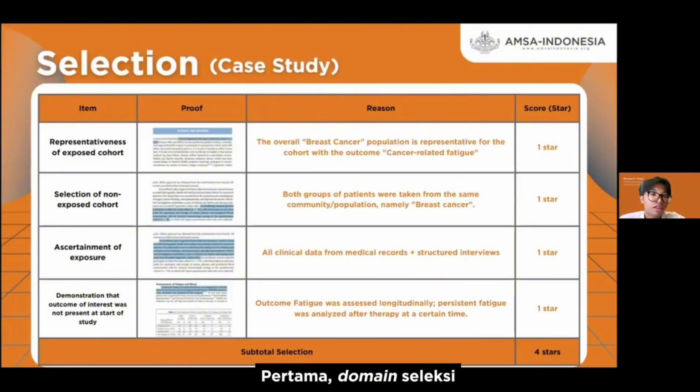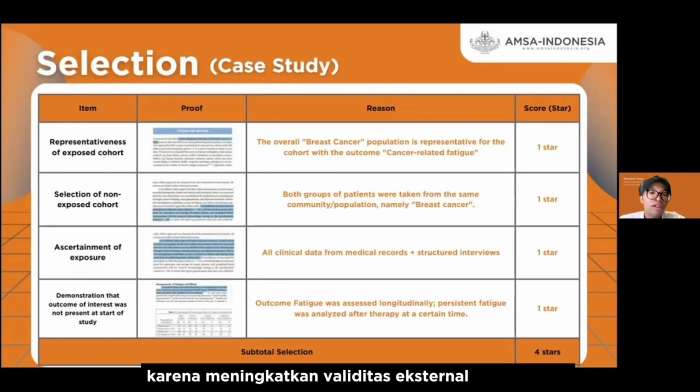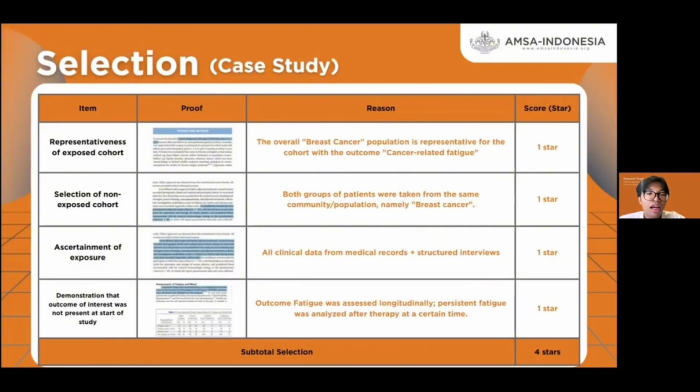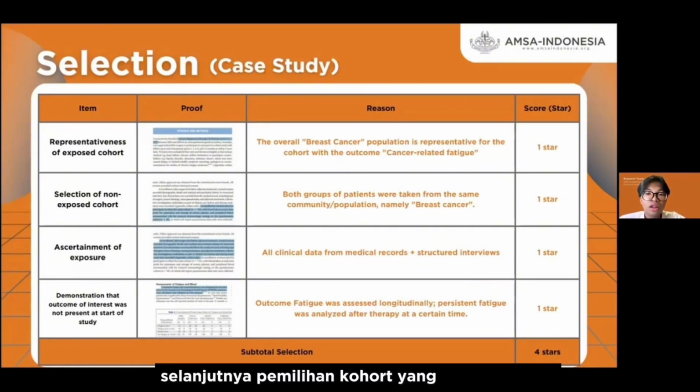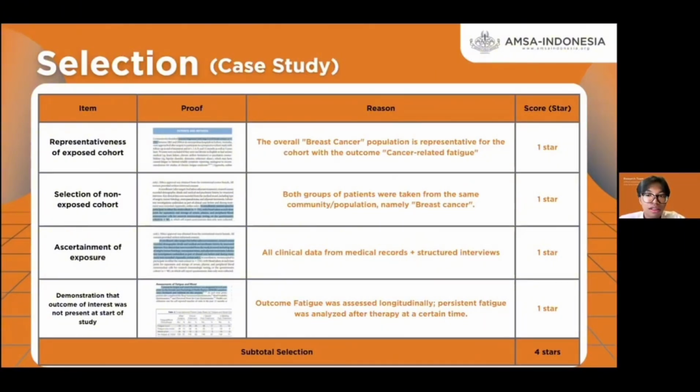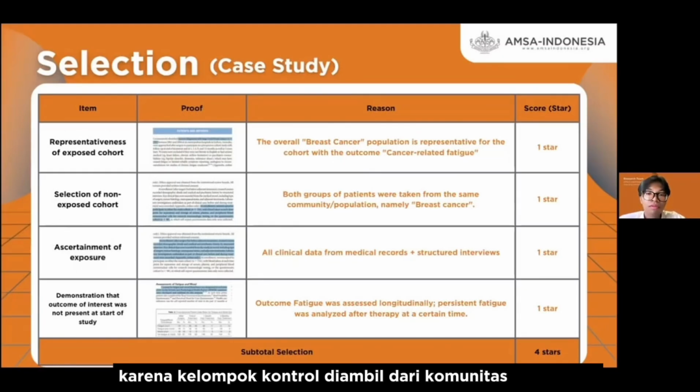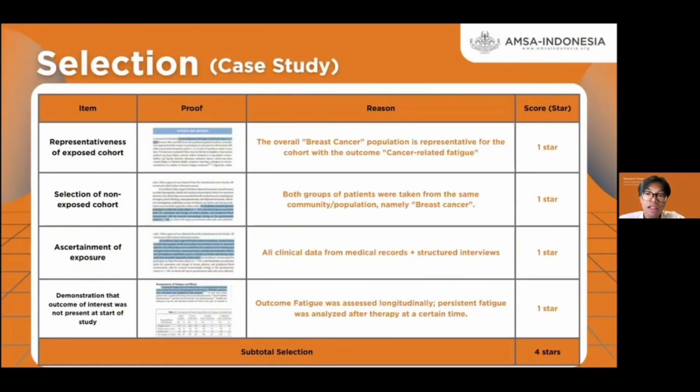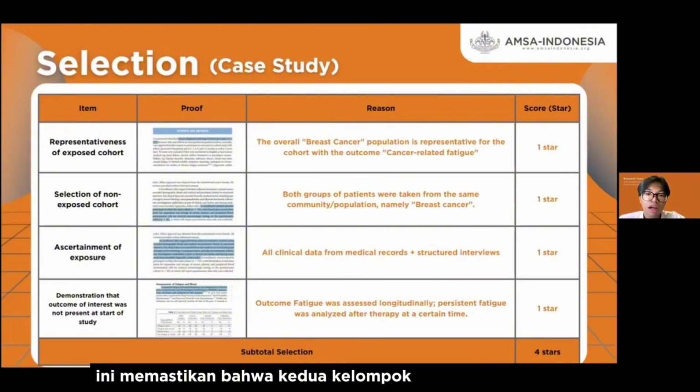First, the selection domain. For the representativeness of the exposed cohort, the study received 1 star because the population is fairly representative of general breast cancer patients. This is important as it enhances the external validity of the findings. Next, the selection of the non-exposed cohort also received 1 star. As the control group was drawn from the same community or population, this ensured that both groups are comparable at baseline.